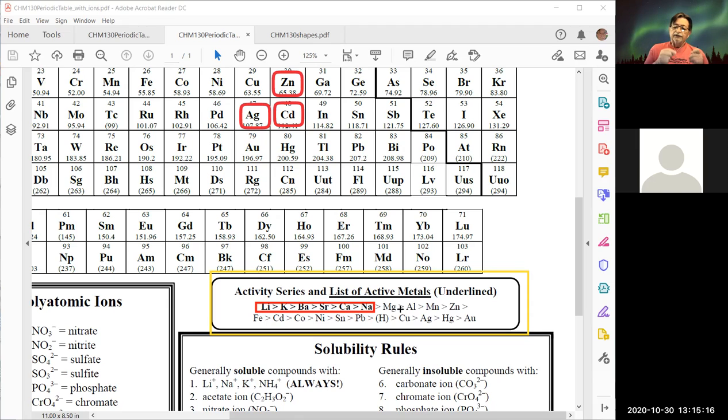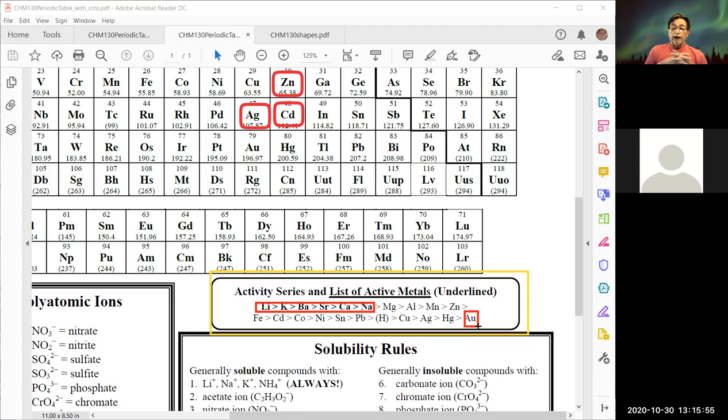Now, the most reactive metal that we have is lithium. So lithium is more reactive than potassium, barium is more reactive than strontium, so on and so forth. And it goes to the end of the list that demonstrates that gold is the least reactive of all these metals in the series. Gold is very unreactive. It can last underground, buried for thousands of years, and when you take it out, it's just as shiny as it was when it was put into that soil years and years ago, because it's so unreactive.